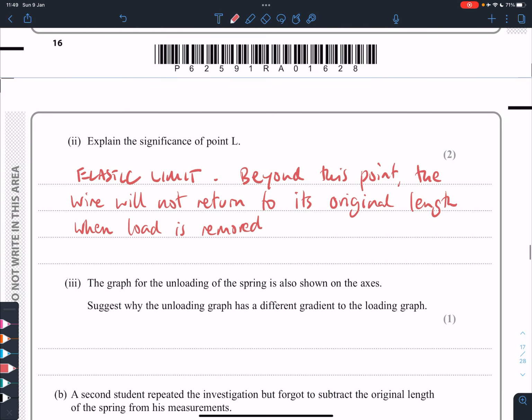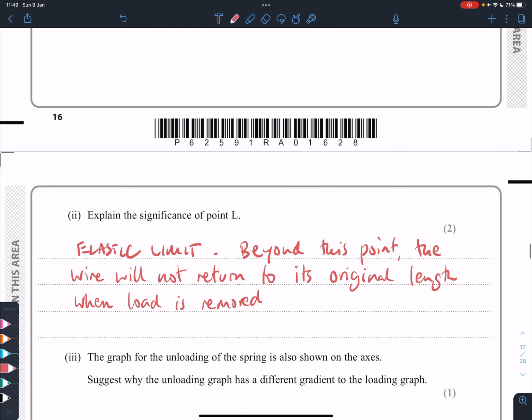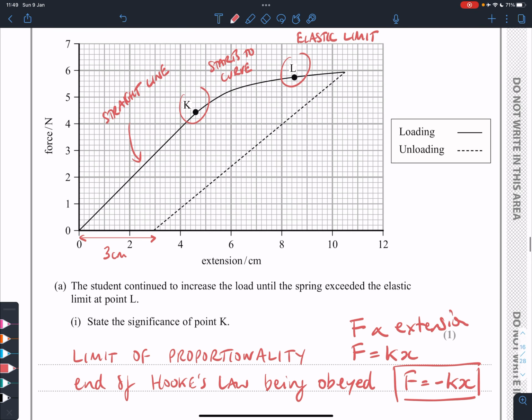The graph for the unloading of the spring is also shown on the axes. Suggest why the unloading graph has a different gradient to the loading graph. Well, this is interesting. Different gradient. What this is really going to mean is, okay, so what is the gradient? And this is quite a clever question. So first of all, let's have a look at what the gradient is. Well, the gradient is the slope. So this slope is not quite, and we can draw it. I can show this. So this will be quite nice, actually.